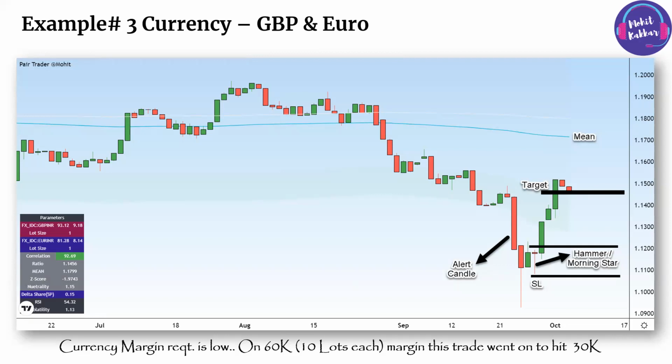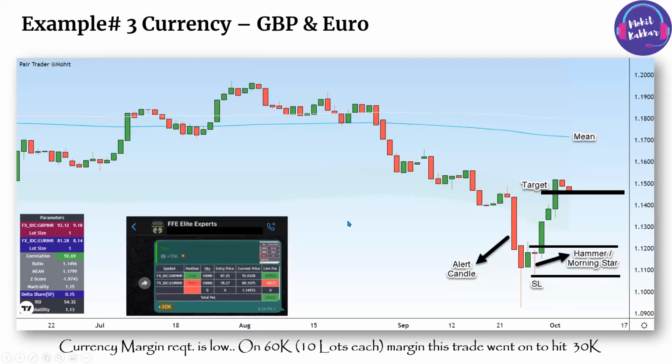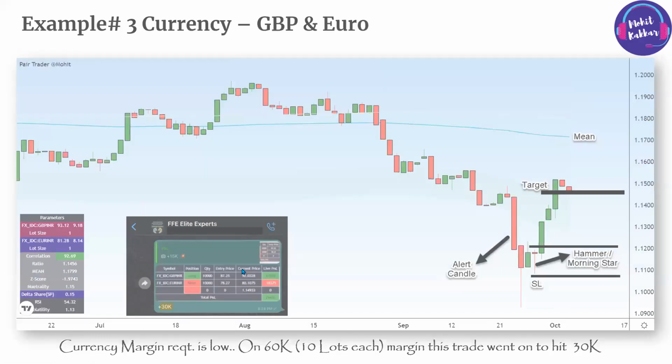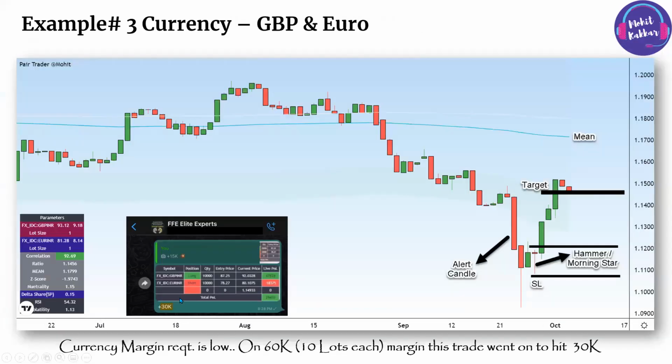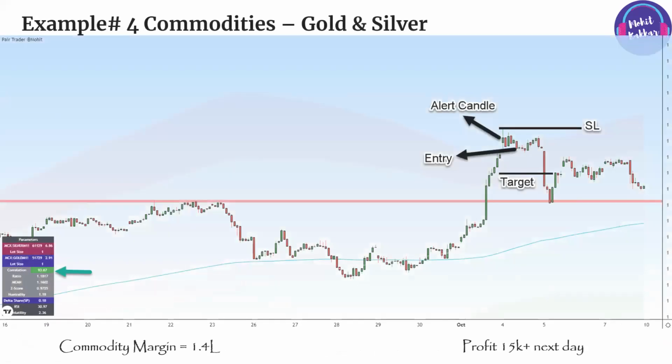numerator should be greater than the denominator. So correlation is 92%. This is daily closing prices. 60k का margin लगता है 10 lots के trade में. And what happened, यहाँ पे second deviation touch किया उस दिन, it went on to hit 30k something. This is what we had also shared in the group. It went on to hit around 30k. So very safe way to do in currency as well.